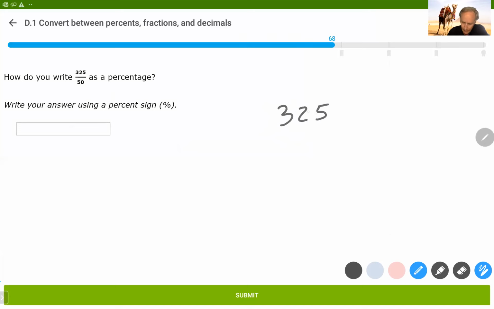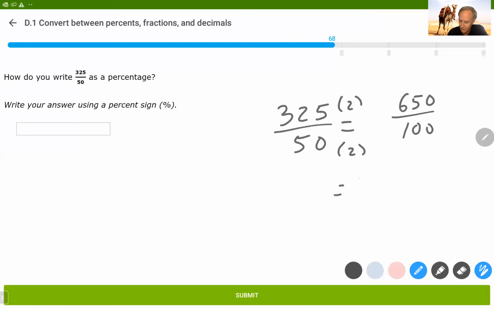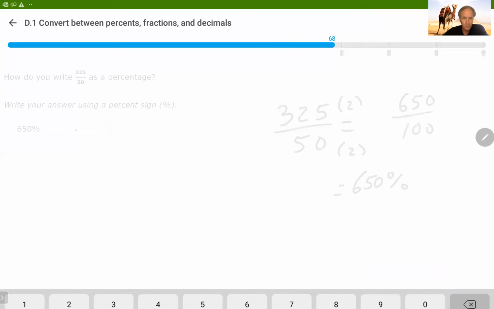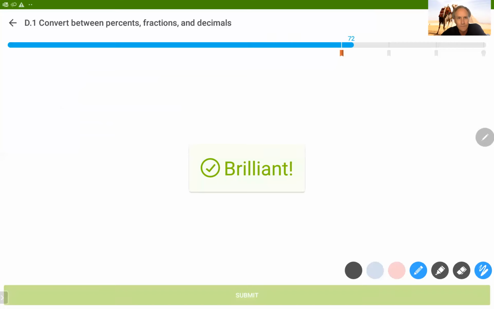325 over 50. And we want to write it as a percentage. Well, a percentage means per 100. So let's go ahead and multiply by 2. Just make it easy. That's going to be 650 hundredths. And remember, this could be written as 650 per cent. Or 6.5, if you like.